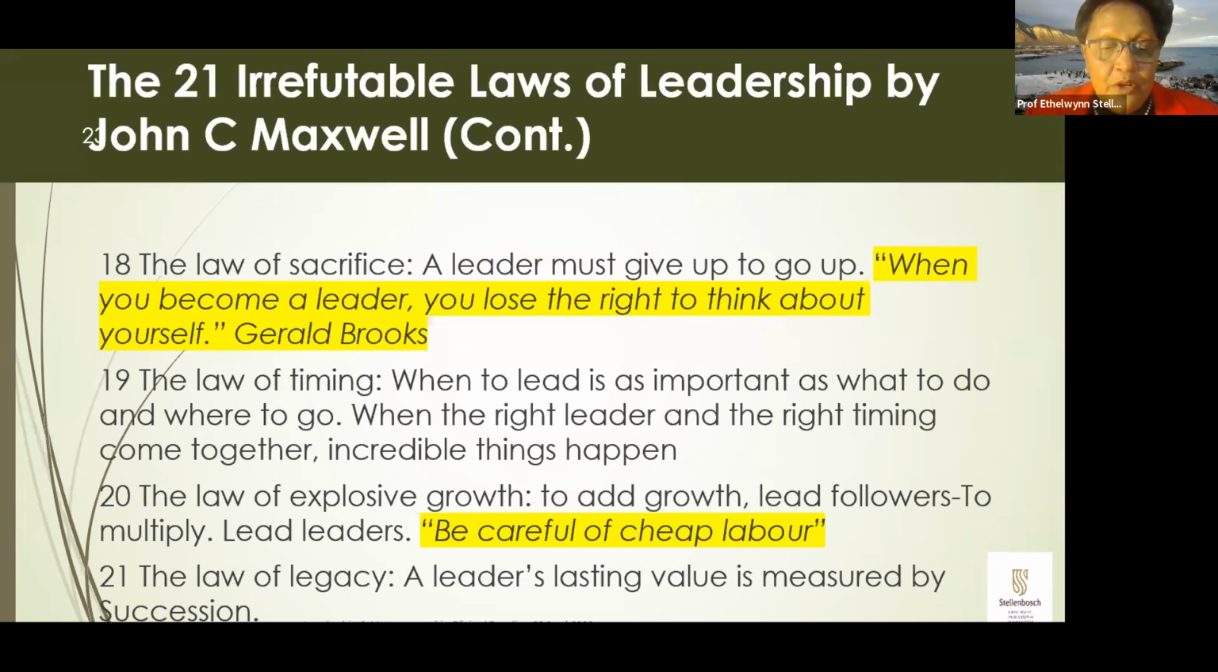And then the last one, the law of legacy. A leader's lasting value is measured by succession. This is one of the things that one always hears from the Americans: what legacy is he going to leave behind? What are they leaving behind? But if you have started something and developed your leaders, the people that worked with you, and you go away, things go on like you've been there, that you are still there. And even better, because they then build on that. That's the law of legacy.